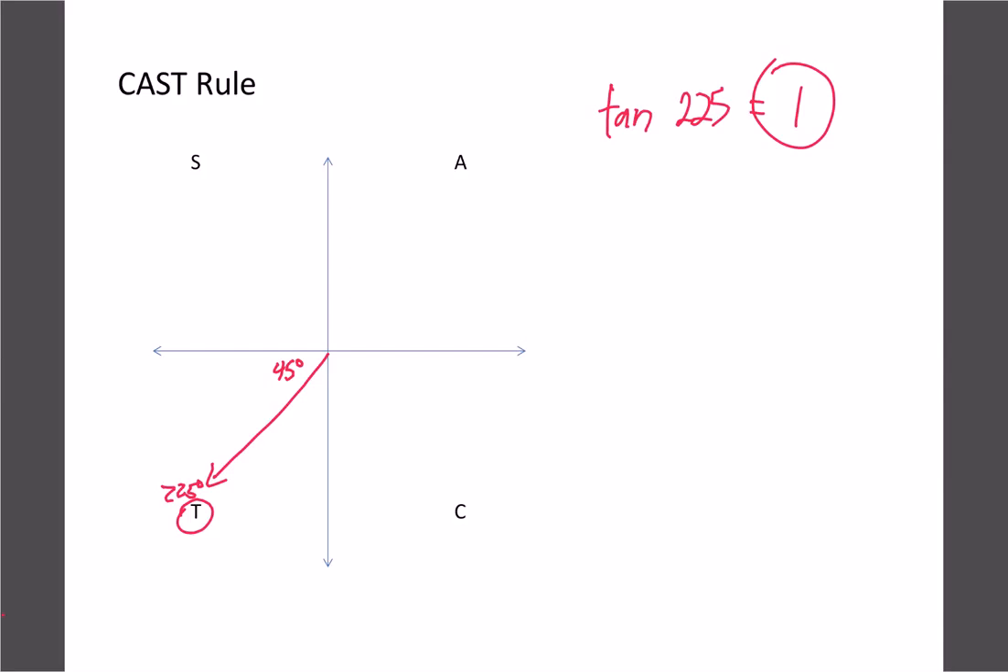Okay. If we were to do a different one, let's try sine of 210. So now we know we're in quadrant 3 again.